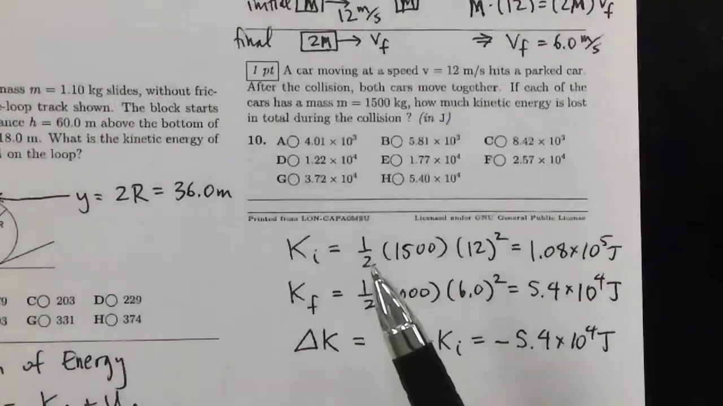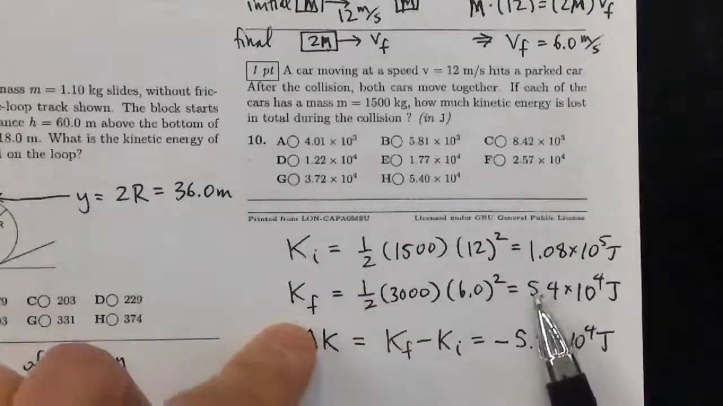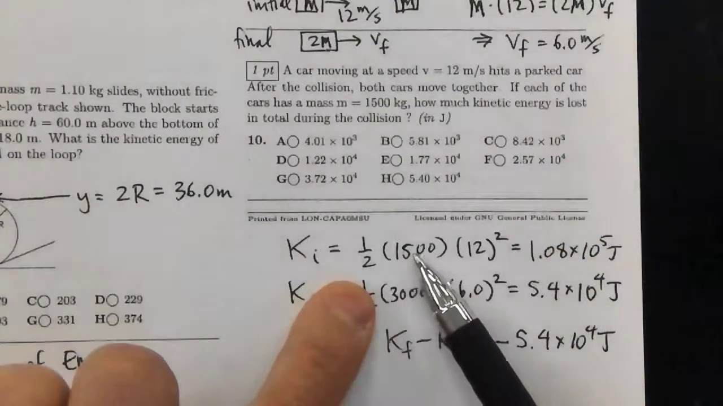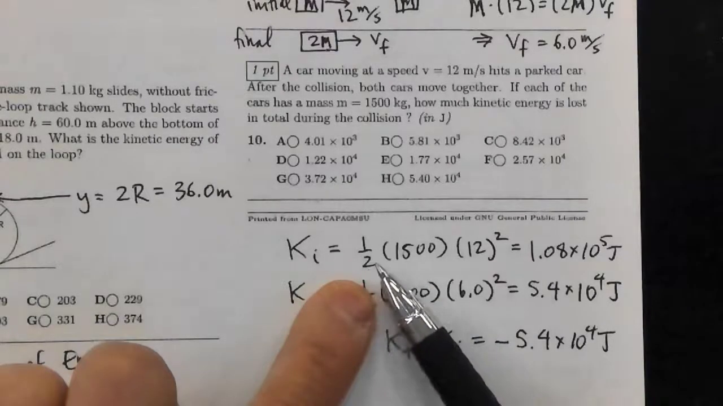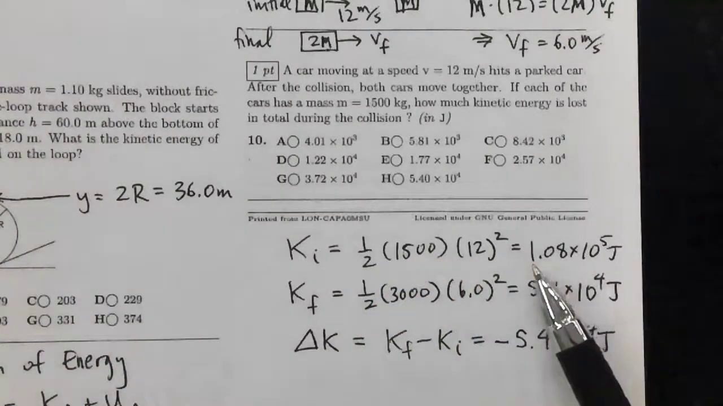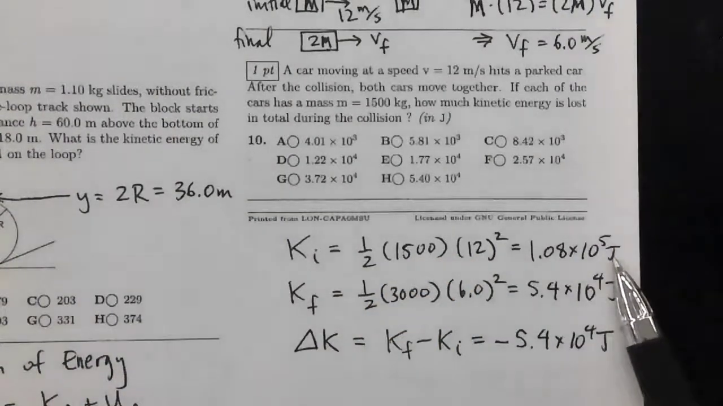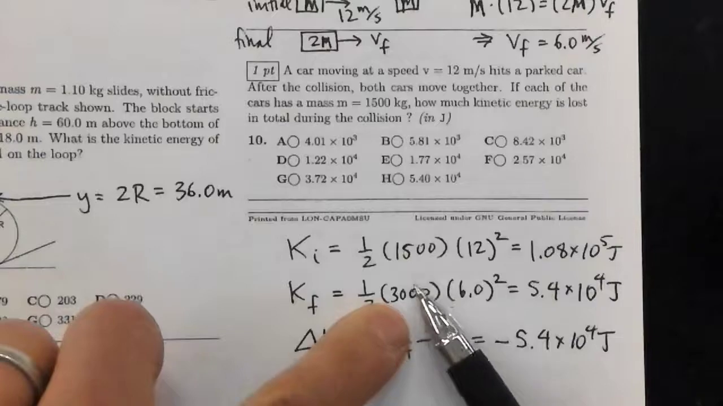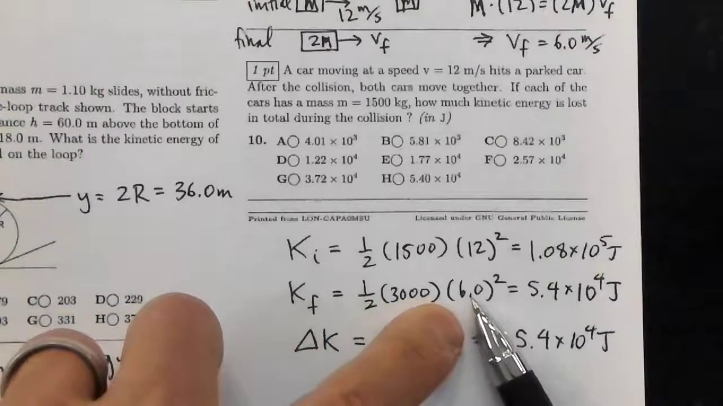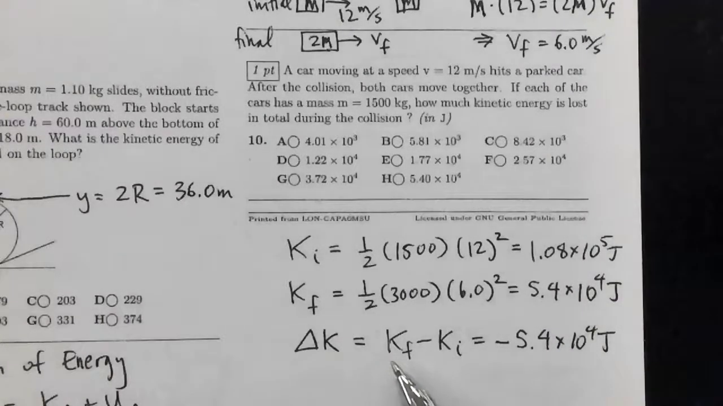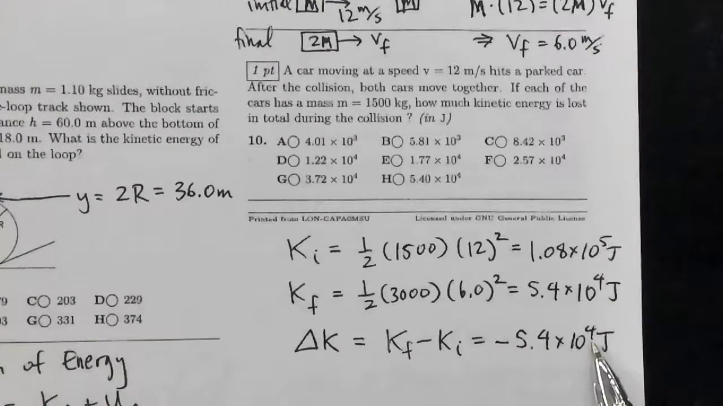Now we can go back and calculate how much kinetic energy we have in the beginning and at the end. In the beginning case, we have the car with mass 1,500. So we have 1 half times 1,500 times the initial speed, 12 squared. That comes out to 1.08 times 10 to the 5th joules. And the final kinetic energy will be 1 half times 2 times the mass, which is 3,000, times the final speed, which is 6.0, squared, and we get 5.4 times 10 to the 4th joules. And so the change in the kinetic energy, K final minus K initial, ends up being minus 5.5 times 10 to the 4th joules.